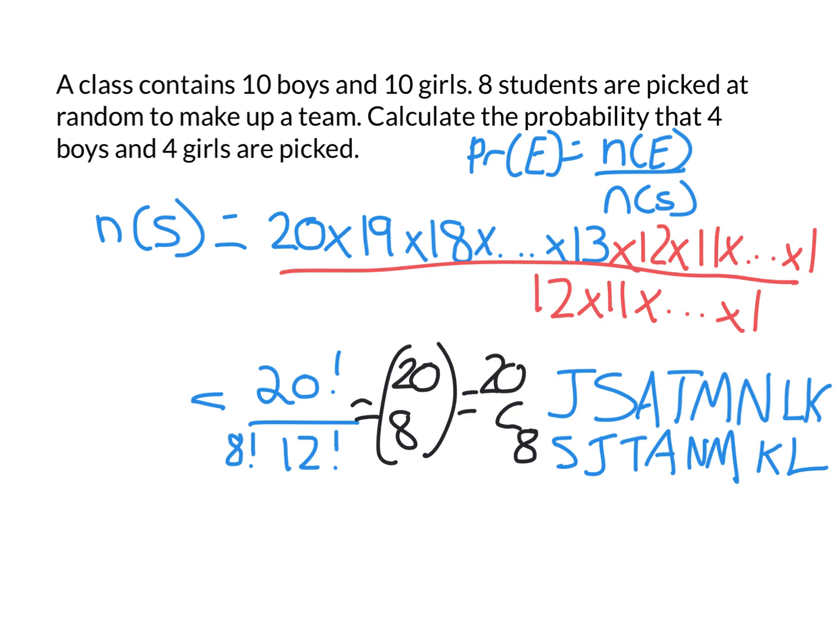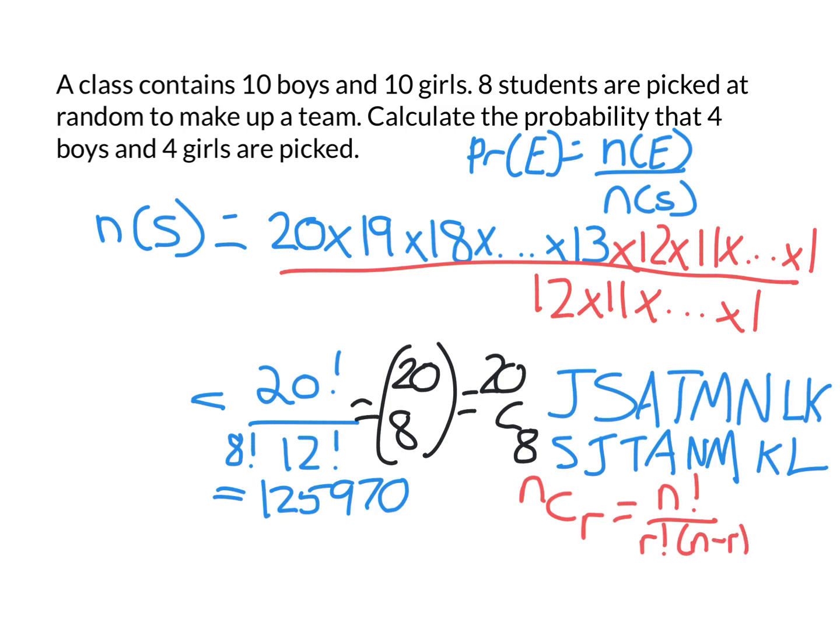So putting that on our calculator, we get 125,970. There are 125,970 different combinations of 8 people picked from 20. So the rule is here, if you want to pick r objects from a group of n and order doesn't matter, the total number of ways you can do it is this. So this is the formula, this is how your calculator calculates it. You can just use this button here.